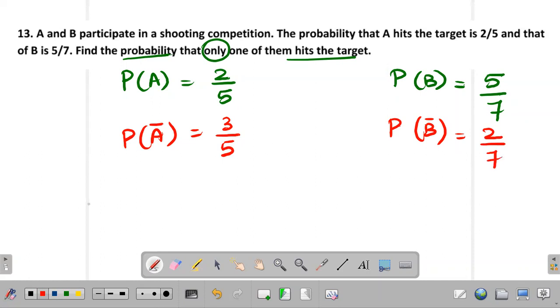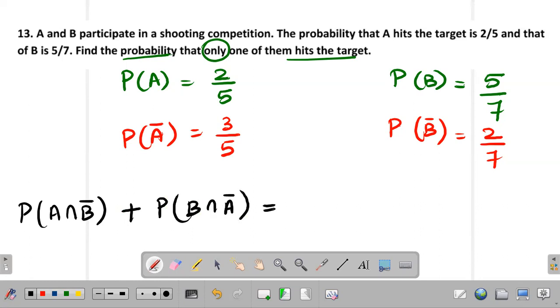Now the question is, find the probability that exactly one of them hits the target, like only one of them hits the target. That is P of A intersection B bar, A hits, B misses. Or what is the probability that B hits and A misses? Like this, you have to answer. Exactly one of them hits means one hits and the other must miss it. Only then exactly one is going to hit the target.